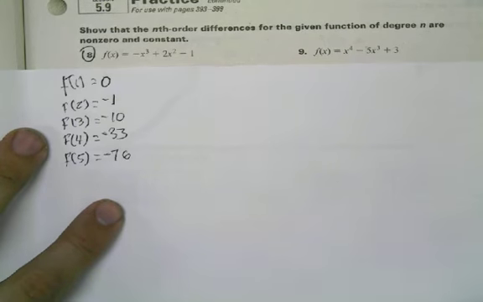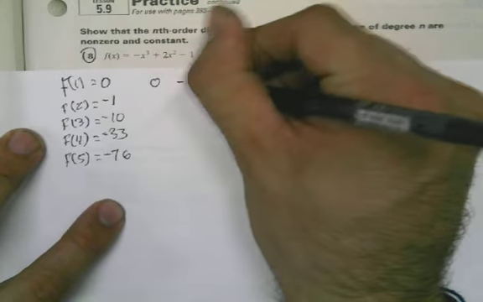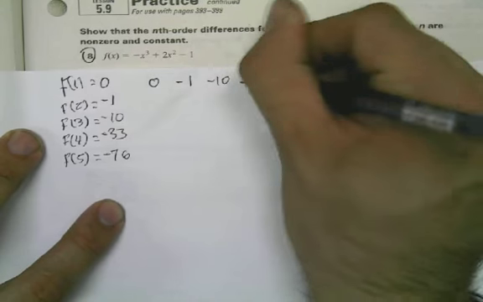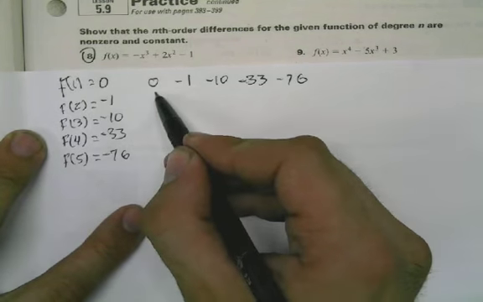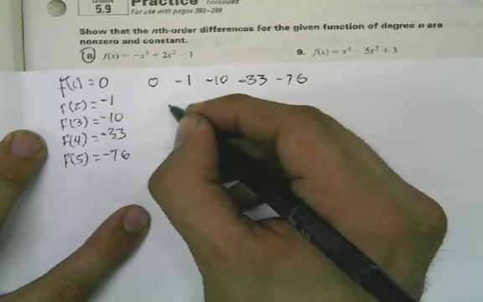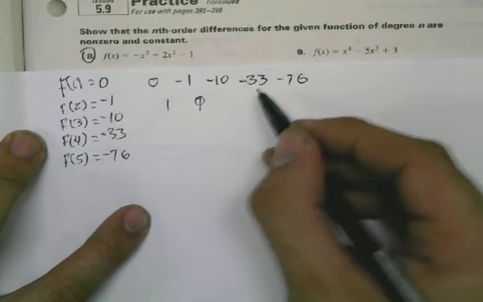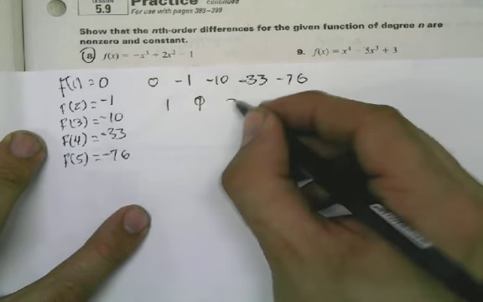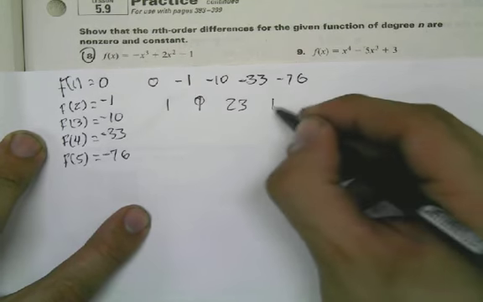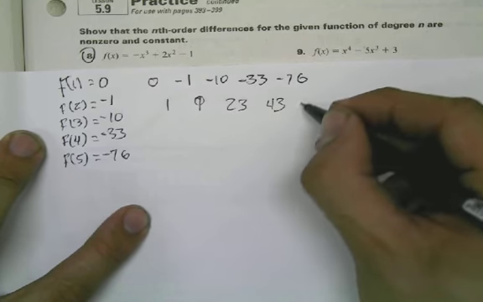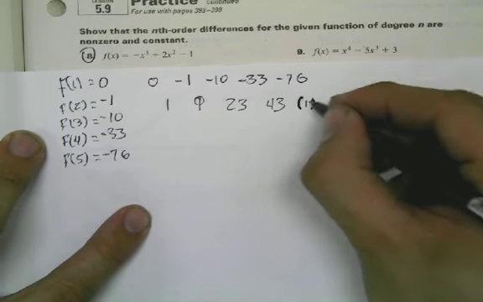And now I'm going to find the finite differences between 0, negative 1, negative 10, negative 33, and negative 76. Now, what is 0 minus negative 1? Well, that's going to be 1. Negative 1 minus negative 10 is going to be 9. Negative 10 minus negative 33 is going to be 23. Negative 33 minus negative 76 will be 43. Let's keep moving. This was the first order. Okay? This is the first, we can say first.